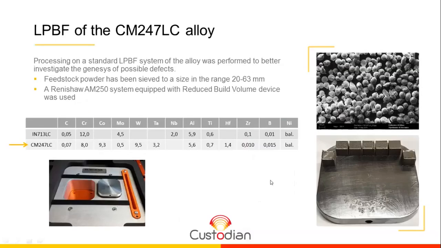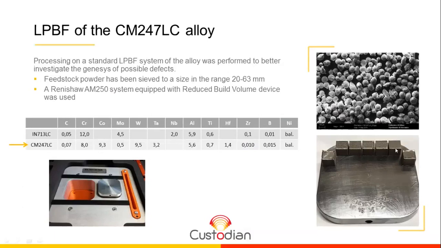Here in the following slides, I'm going to show you some experimental results. I must tell you that this experimental activity was carried out not to solve the problem, but to understand in a deeper way, to acquire more knowledge about the defects we have to fight against.